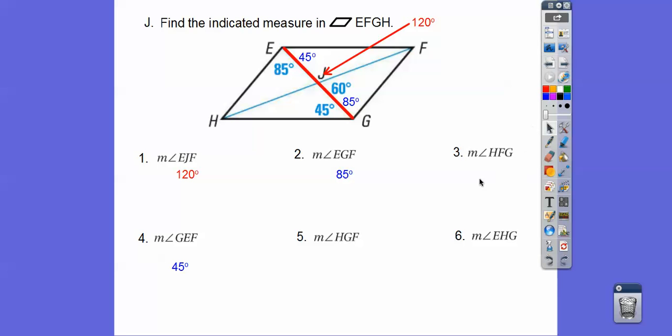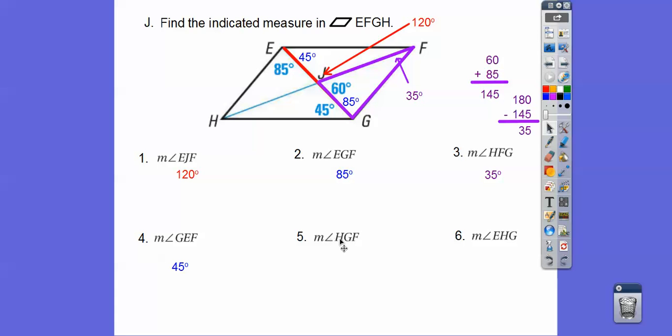Okay, let's see what this one is. HFG. So where's H? Okay, so I did a triangle. Do you see that triangle right there? The triangles add up to 180. So 60 plus 85 plus, I think it's 35 has to give us the 180 right there.